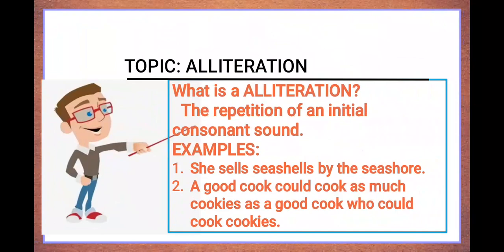Alliteration. The repetition of an initial consonant sound. Examples: she sells seashells by the seashore. A good cook could cook as much cookies as a good cook who could cook cookies.